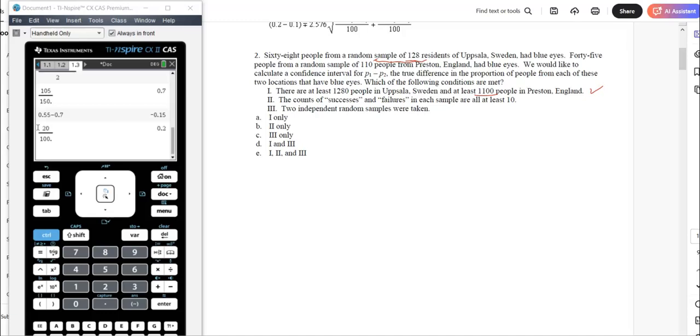The counts of successes and failures in each sample are at least 10. There were 68 successes out of 128, and 45 out of 110, so there are at least that many successes and failures in both. That seems to work. Two independent random samples were taken. That might be harder to see. There's a random sample in Sweden and one in Preston, England. They have to be independent of each other, and they're completely different countries. So I think it passes all those.